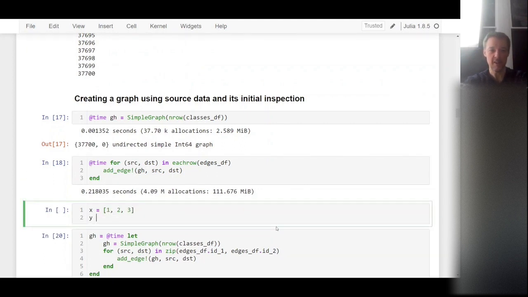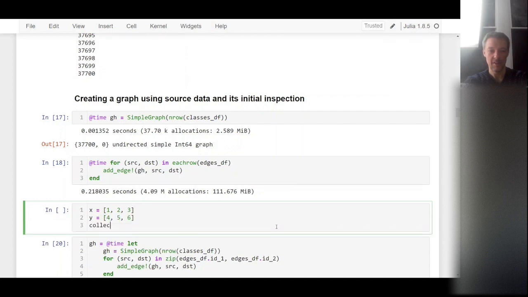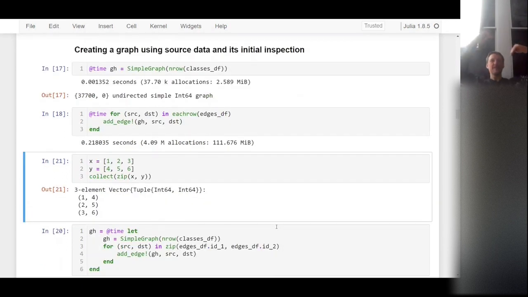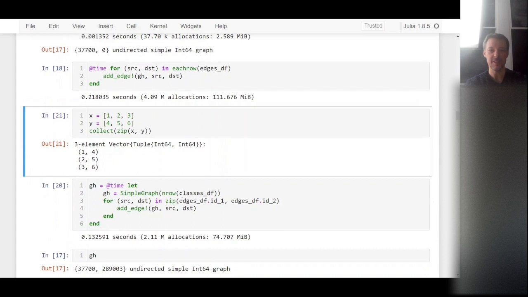So let me define x. Yes. So as you can see, if I zip something, it works like a zipper. Yes. So first, second, third. Yes, this is a zip function. But if you ask about performance difference, the major reason is the number of allocations. So here you can see that I had 4 million allocations. Here I had 2 million allocations.